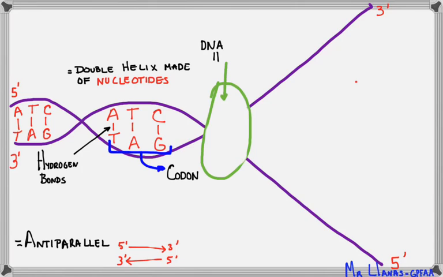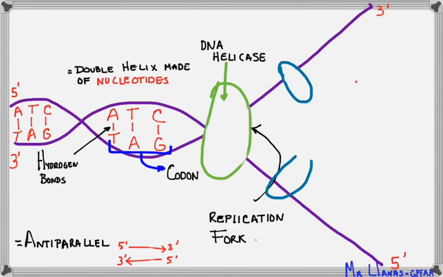So the first thing we're going to add is the DNA helicase. The green structure there represents the DNA helicase, which is the enzyme responsible for splitting the DNA molecule. The location where the DNA molecule is split by the DNA helicase is called a replication fork. That's all that is. It's just the location where the separation or the unzipping of DNA happens. The enzyme attaches, separates the strands, creating a replication fork.